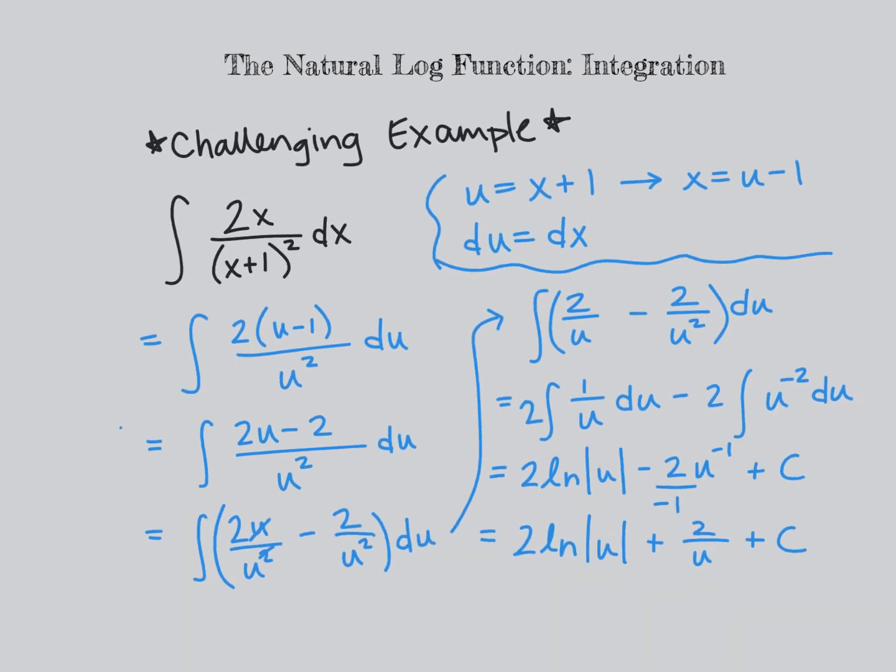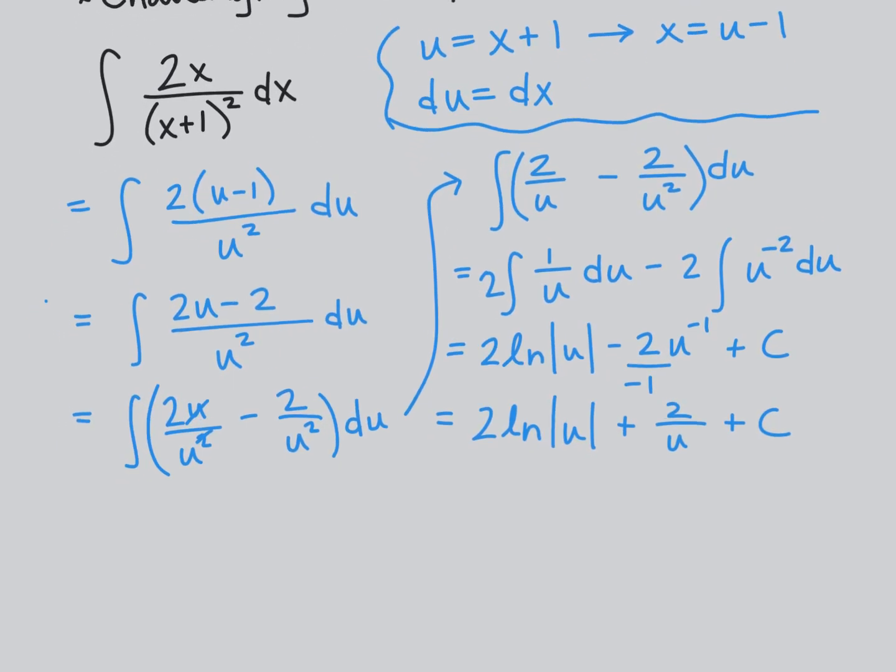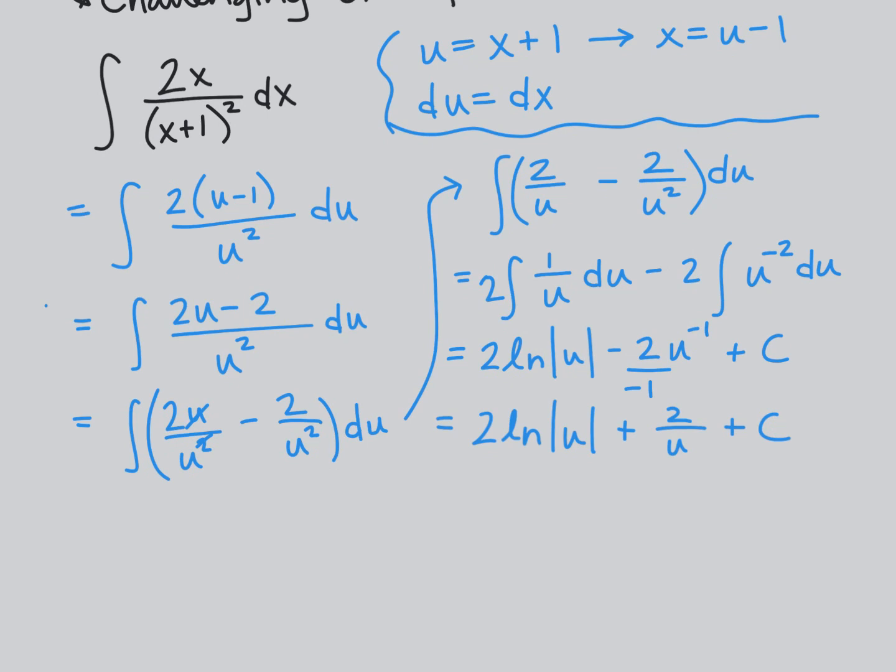Now we have successfully integrated using u, but our last step is to go back to x, to back substitute. So all of our u's will be replaced with x plus 1. So we'll have 2 times the natural log of the absolute value of x plus 1, plus 2 over x plus 1, plus c.